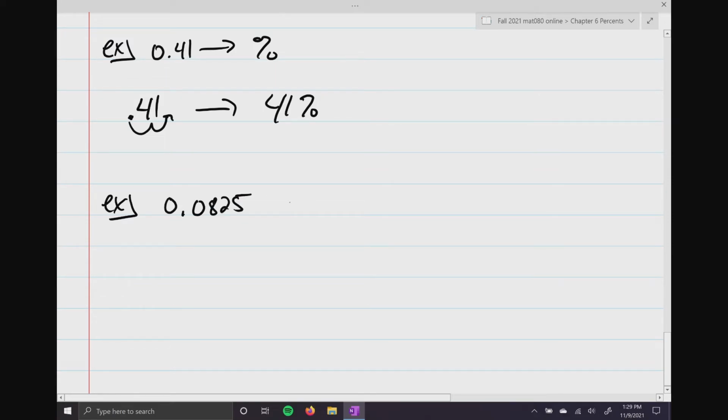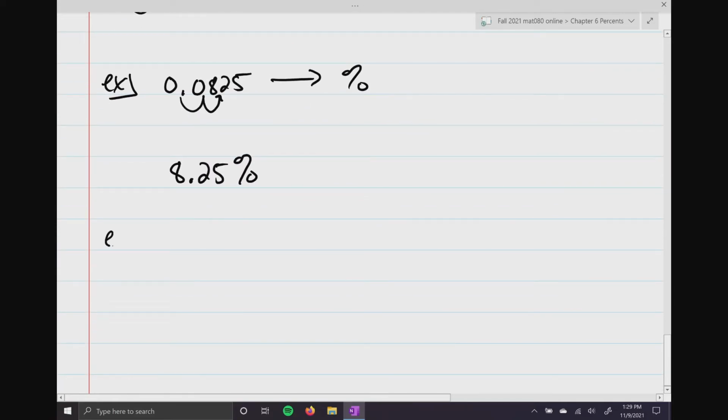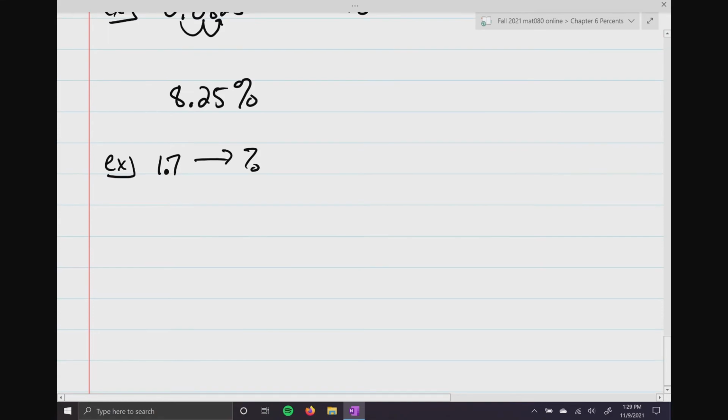0.0825 to a percent. Well, remember, take the decimal. 1, 2. Just move it 2 places to the right. 8.25 and add your percent symbol. Okay? Even if we had something like this, 1.7. You can make that into a percent just by moving the decimal place 2 places to the right. So we got 170%. Okay?